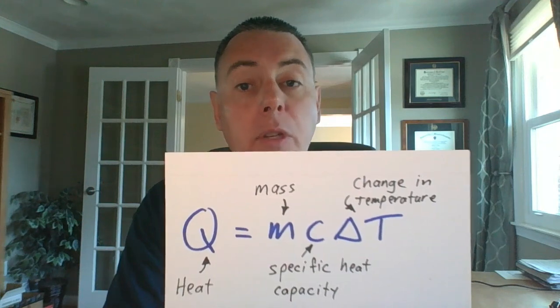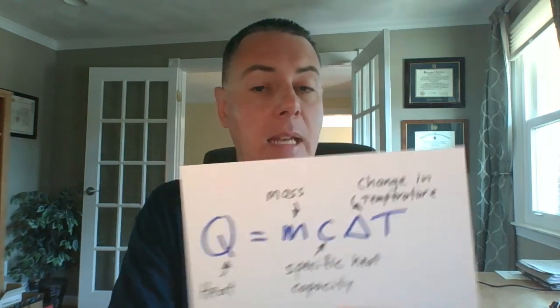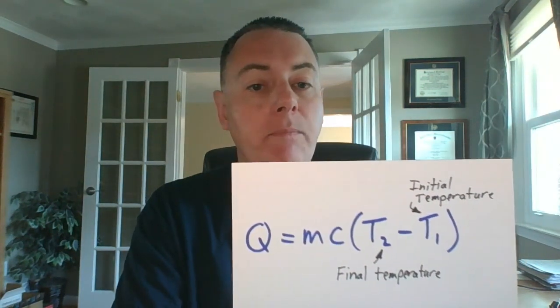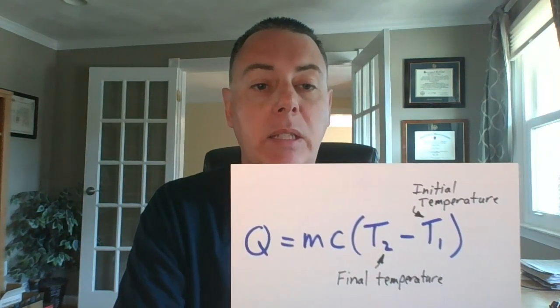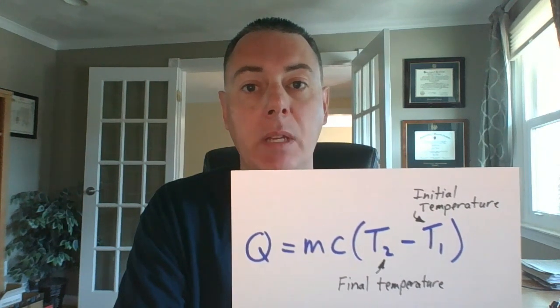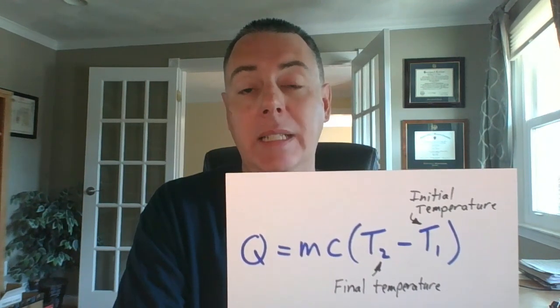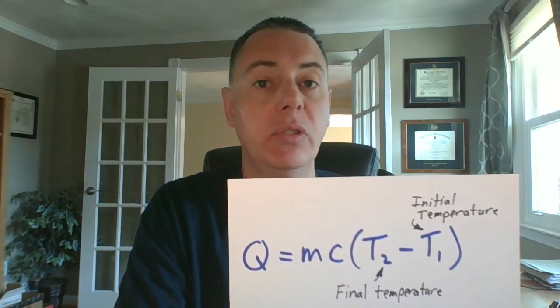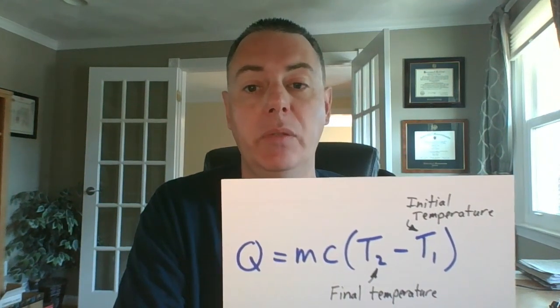You notice that we do have a delta, and anytime we have a delta, we always expand it. So it's always the final minus initial. Sometimes people will write it as T2 minus T1, or they might write TF minus TI. It's really the same thing. People are just choosing to use different subscripts for this.